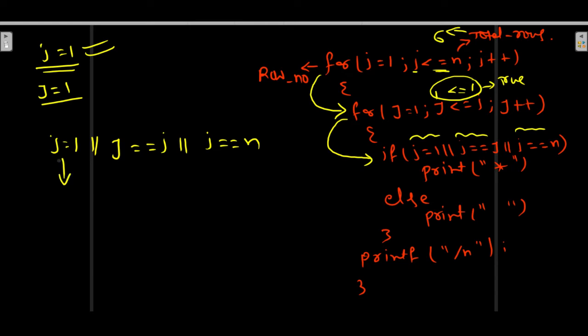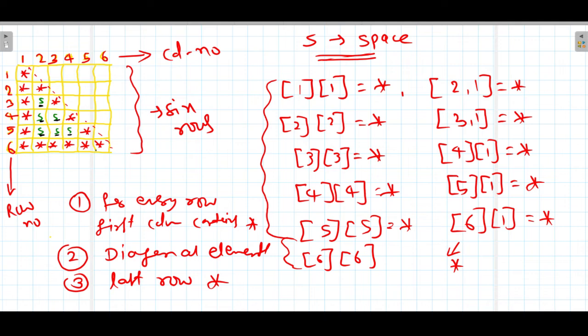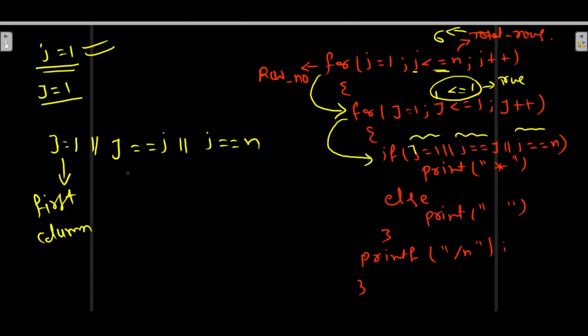So this condition, sorry, it will be j equal to 1, will check whether we are printing for the first column. I told you in the previous part that if we are printing for the first column, then we have to print a star, right? So this will keep track of whether we are printing for the first column.